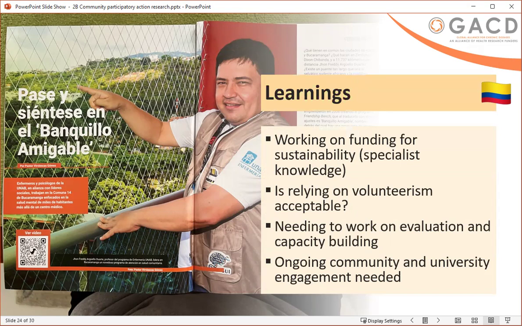Again, here we were working with volunteers, very, very engaged people in communities, but it poses this question: is that okay to rely on volunteerism, for instance? We definitely need to constantly work on the evaluation of the program and the capacity building, and we want to keep creating that community connection between community and academia in this case.